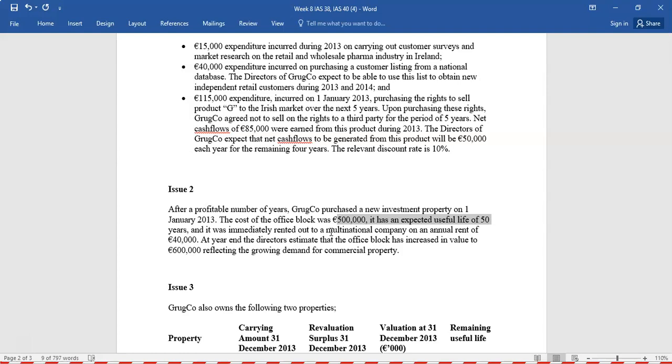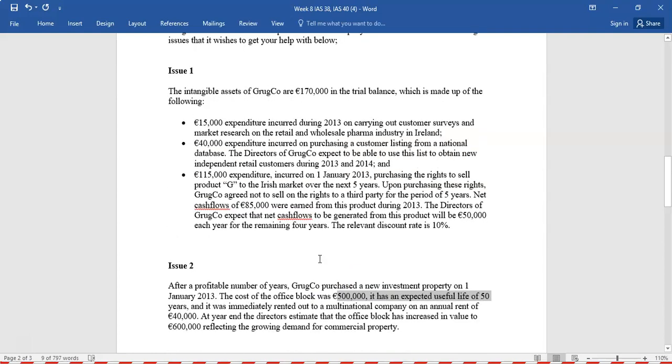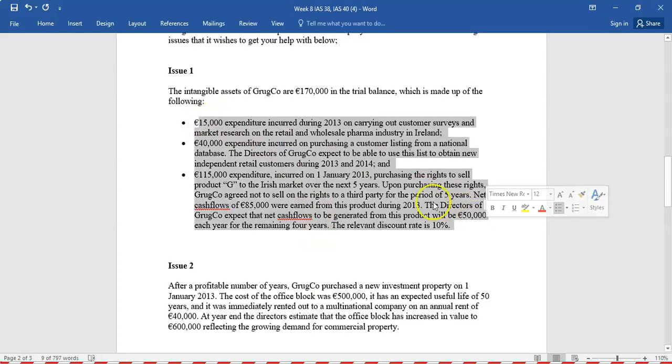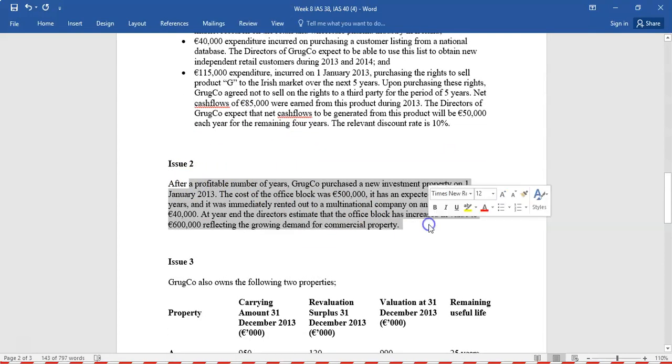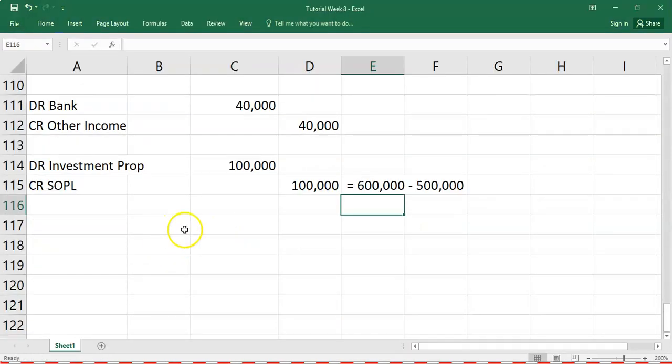So that was a nice straightforward one. But again, we're trying to get you to think about the difference in the different models, the cost model and the fair value model in terms of IAS 40. And what you will notice is you will have to identify what they are. You have to know that's IAS 38. You have to know that's IAS 40. So the last one then is issue 3.